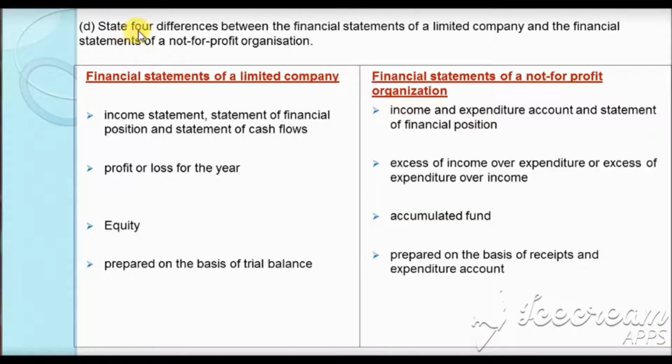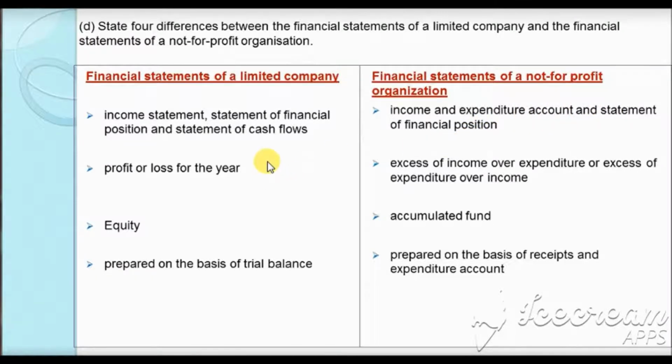In the D bit of the question, we are asked to state four differences between the financial statements of a limited company and the financial statements of a not-for-profit organization. There are various differences between them. In the financial statements of a limited company, we make the income statement, the statement of financial position and the statement of cash flow. Whereas for the financial statements of a not-for-profit organization, we make the income and expenditure account, which we did in the B bit of the question, and the statement of financial position.